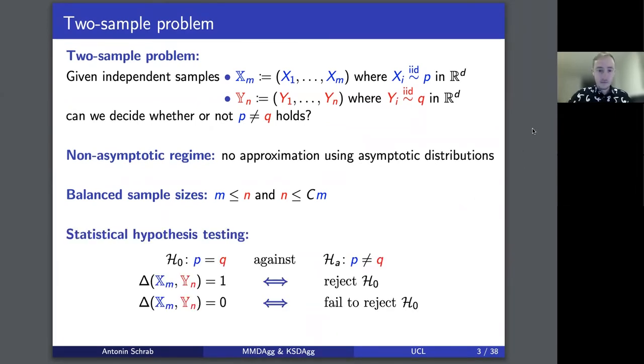And so we can frame this two-sample problem as a statistical hypothesis testing problem, where we test the null hypothesis H0 of p equal to q against the alternative hypothesis of p different from q. And if we have a hypothesis test delta, that's a function that takes as input the two samples, and it will return 1 if we reject the test and return 0 if we fail to reject the test.